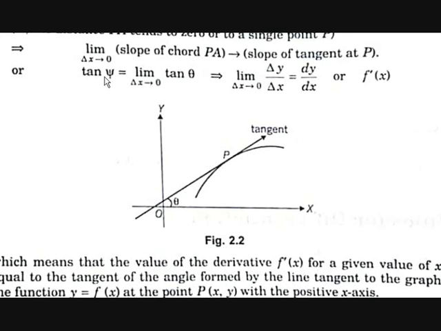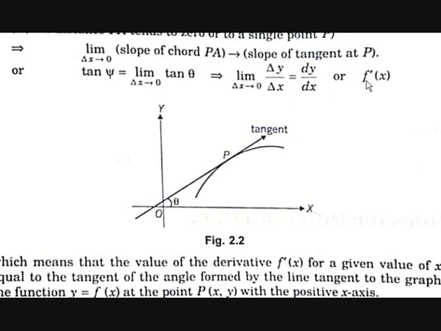And tan psi, psi is a Greek letter, tan psi is equal to limit delta x tends to 0 tan theta. As delta x tends to 0, the angle psi tends to the angle theta. And that implies limit delta x tends to 0 delta y by delta x is equal to dy by dx. Okay, how is it equal? What is the tan of a line? The tan of a line means it is the slope of that line with respect to the angle made with the x axis, right? Or there is another way to calculate the slope, that is y2 minus y1 by x2 minus x1, meaning change in y by change in x, or delta y by delta x. So these both are the same.